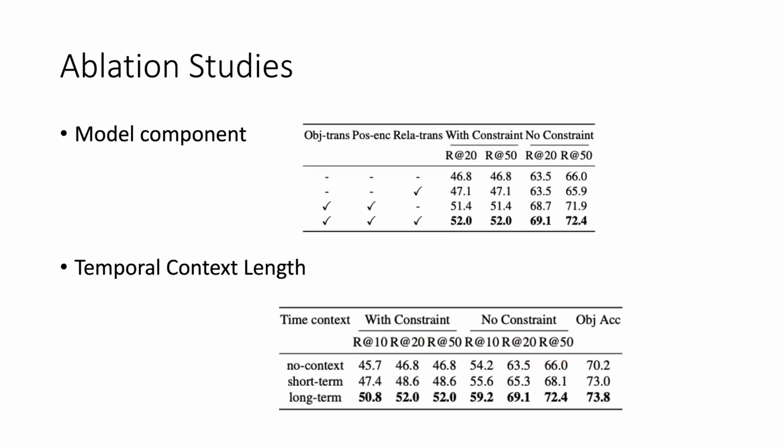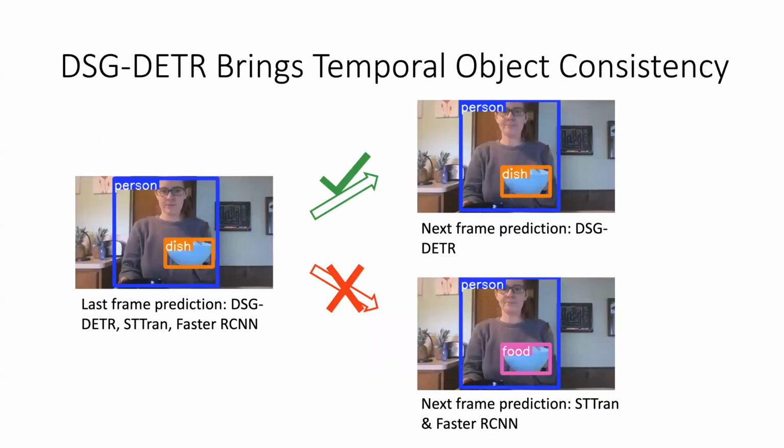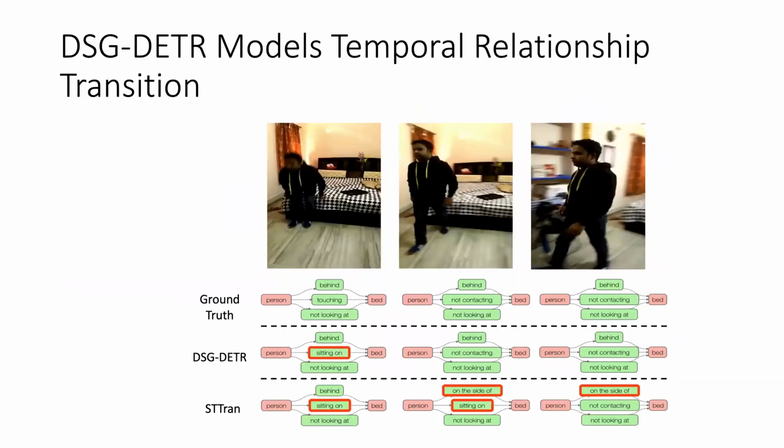Our ablation studies show that the combination of all components in our model achieves the best results, and modeling the short-term dependencies cannot obtain the same performance as modeling the long-term dependencies. In qualitative analysis, we found the DSD indeed brings the temporal object consistency and models the temporal relationship transition.